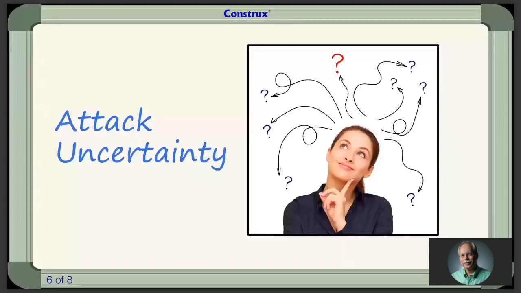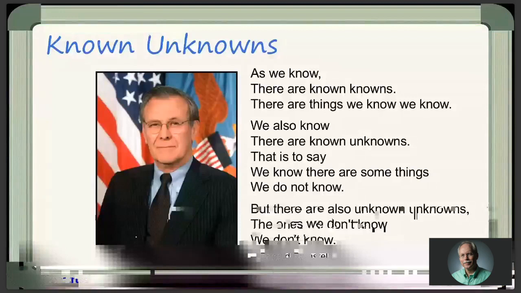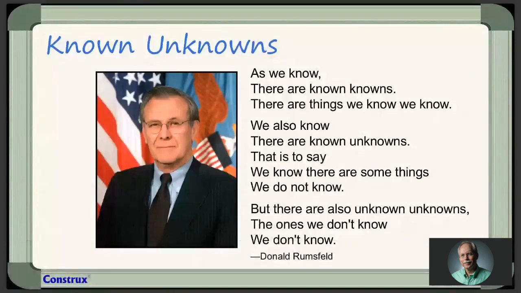As we know, there are no knowns. There are things we know, but we also know there are known unknowns. That is to say, we know there are some things we do not know. And that's just it. We know there are things we do not know. Now, this third category down here, there are also unknown unknowns. There's not much we can do about that, right? We can leave some buffer, but even then, it's just total guesswork.